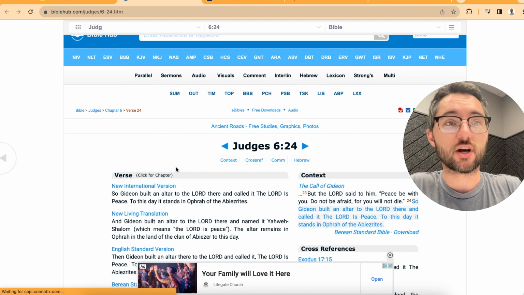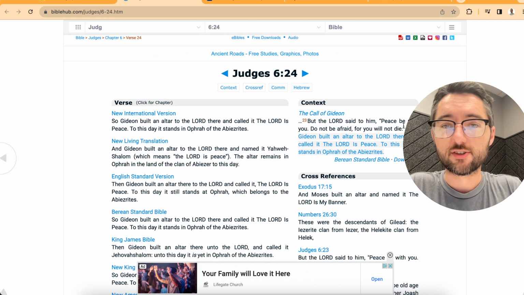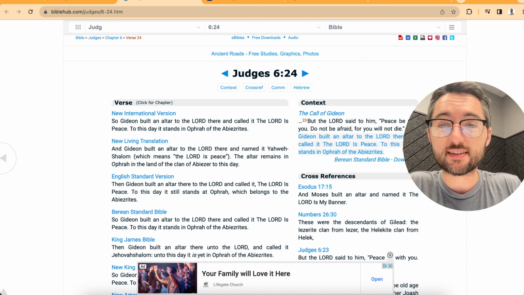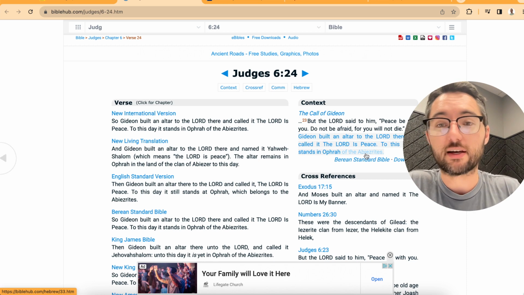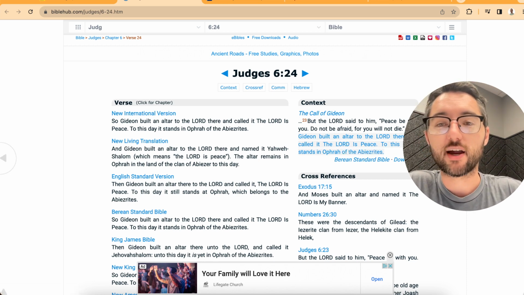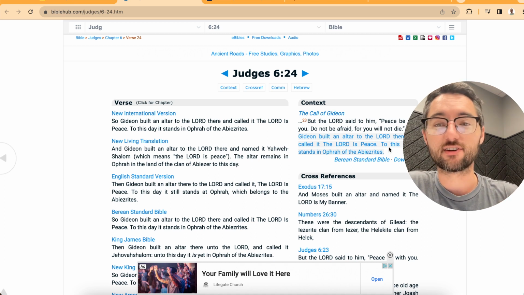And this is from Judges 6:24. And it says this: "So Gideon built an altar to the Lord there and called it, 'The Lord is Peace.' And to this day, it stands in Ophrah of the Abiezrites." I'm not great at pronouncing all the words all the time, but that's all right. But what I want you to notice in this verse is, to this day it stands.